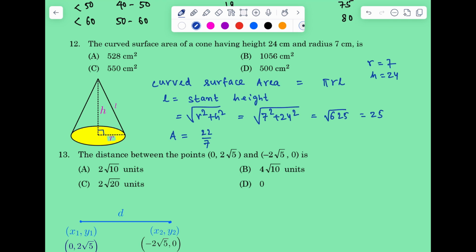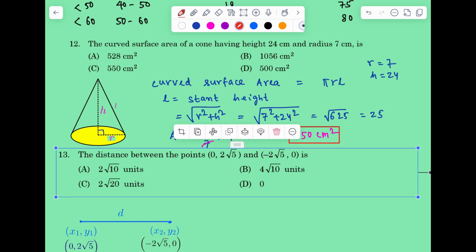So now area will be equal to 22 by 7, that is pi, into r is 7, into L is 25, which will be equal to, this 7 will be cancelled out, that is equal to 550 centimeter square. This will be the answer.